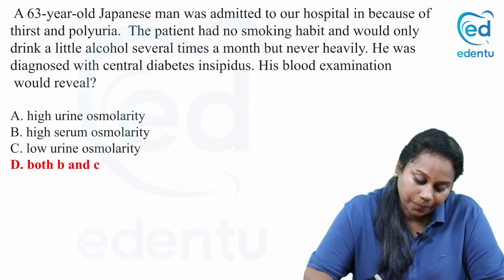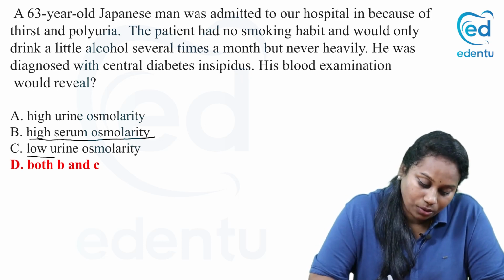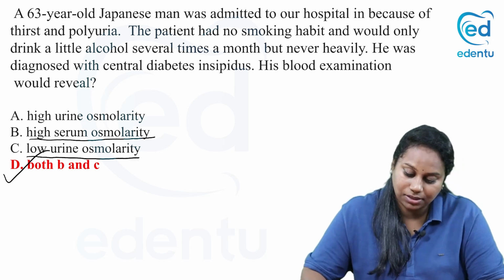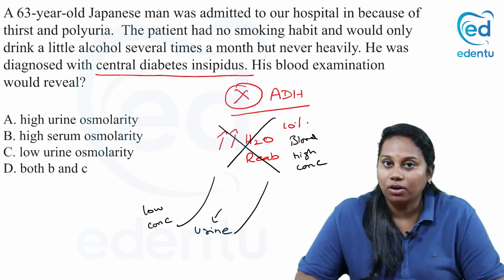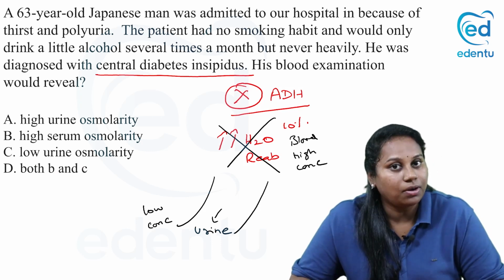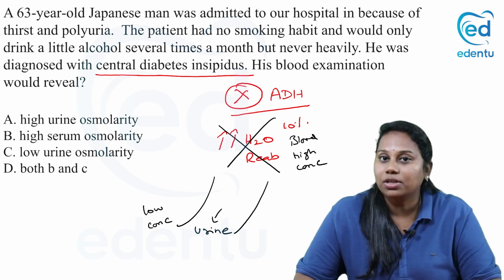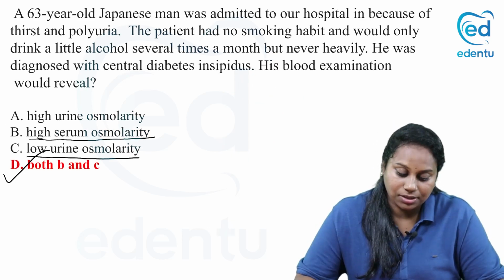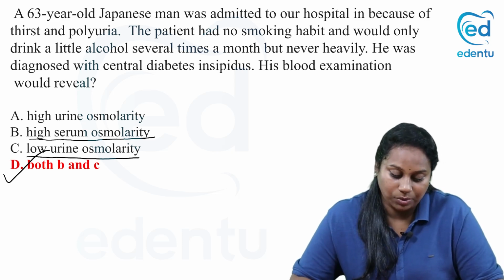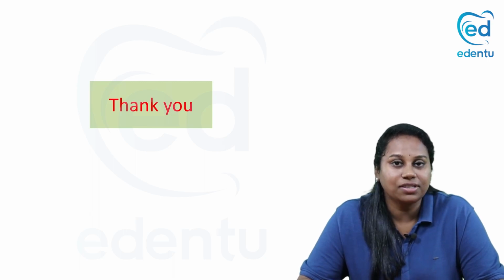So what is the answer? High blood or serum concentration, low urine concentration. So both B and C are answers. Yes, you got how we landed on the answer. Look at what is happening to the blood and to the urine. Blood is becoming more concentrated. Urine is becoming more dilute. The answer is high serum or blood osmolarity and low urine osmolarity, both B and C. So we have completed renal physiology with this. Thank you.